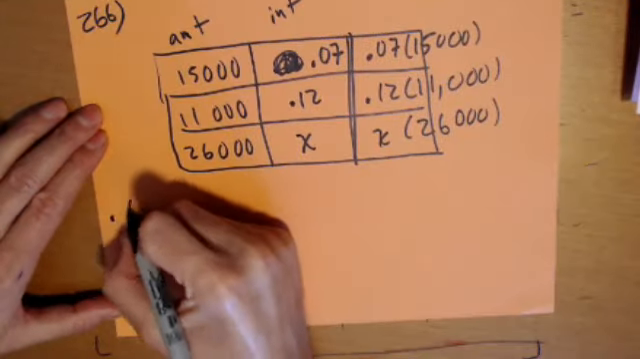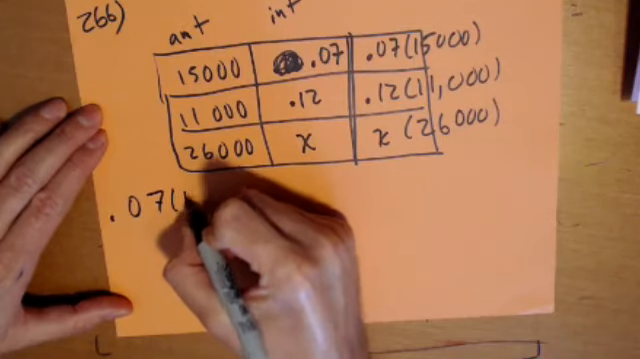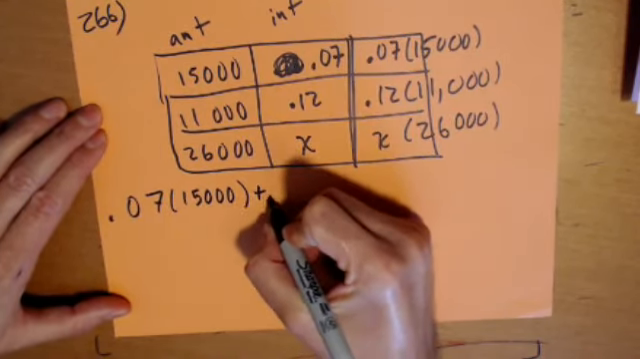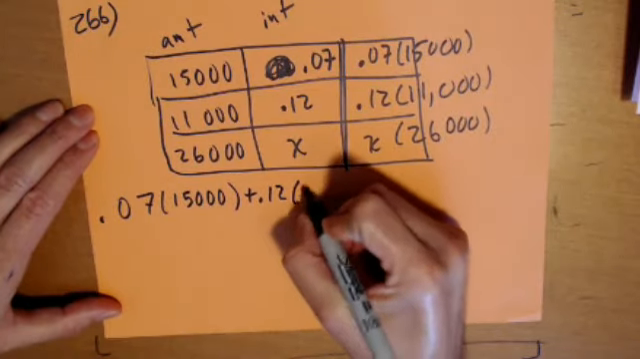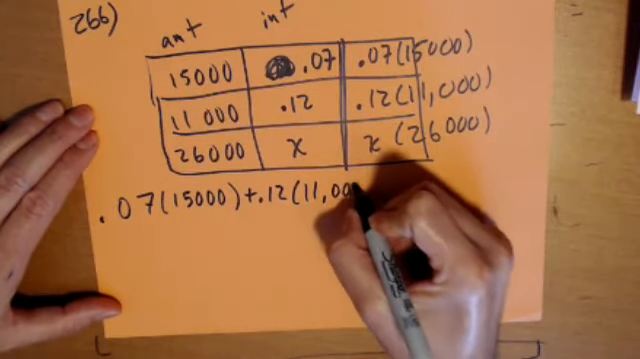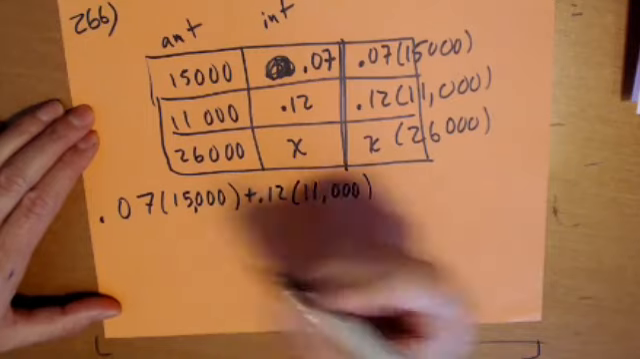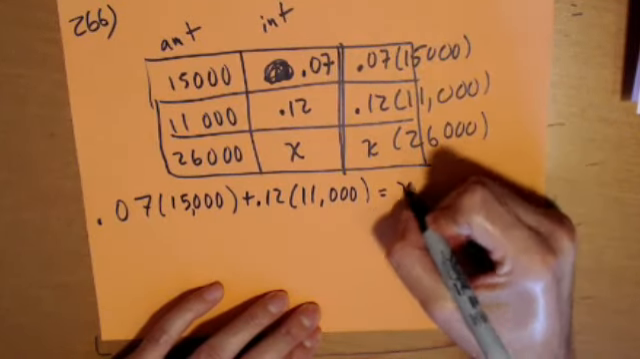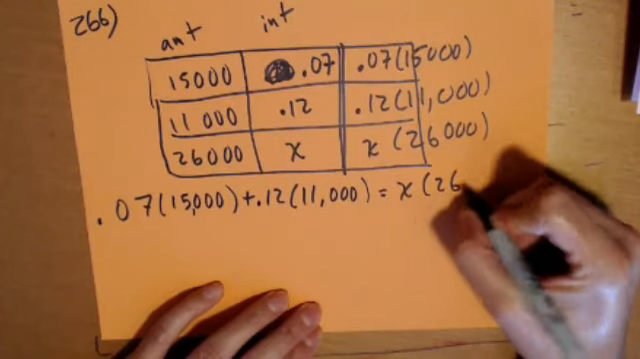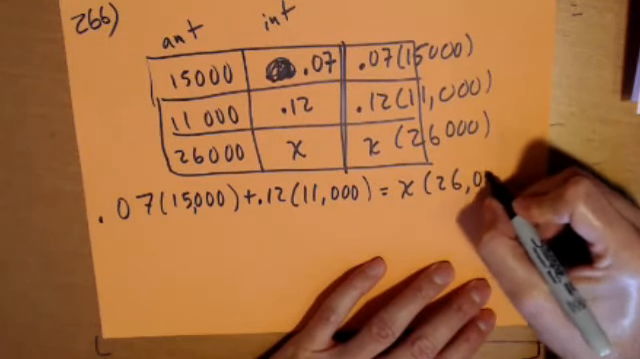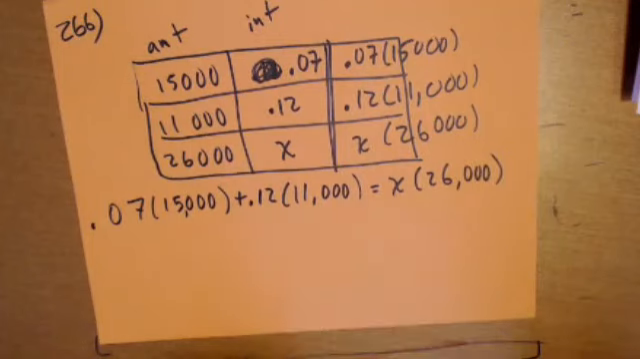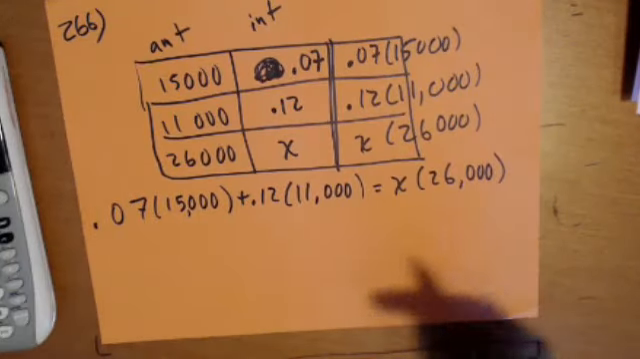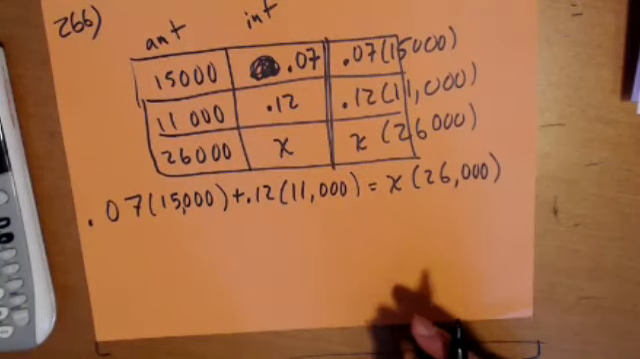So 0.07 times 15,000 plus 0.12 times 11,000. Why did I put a comma? I don't know. Equals, this plus this is that. x times 26,000. So normally I'd say just keep going, but I'll just keep going. Let's see if I can get this one right.